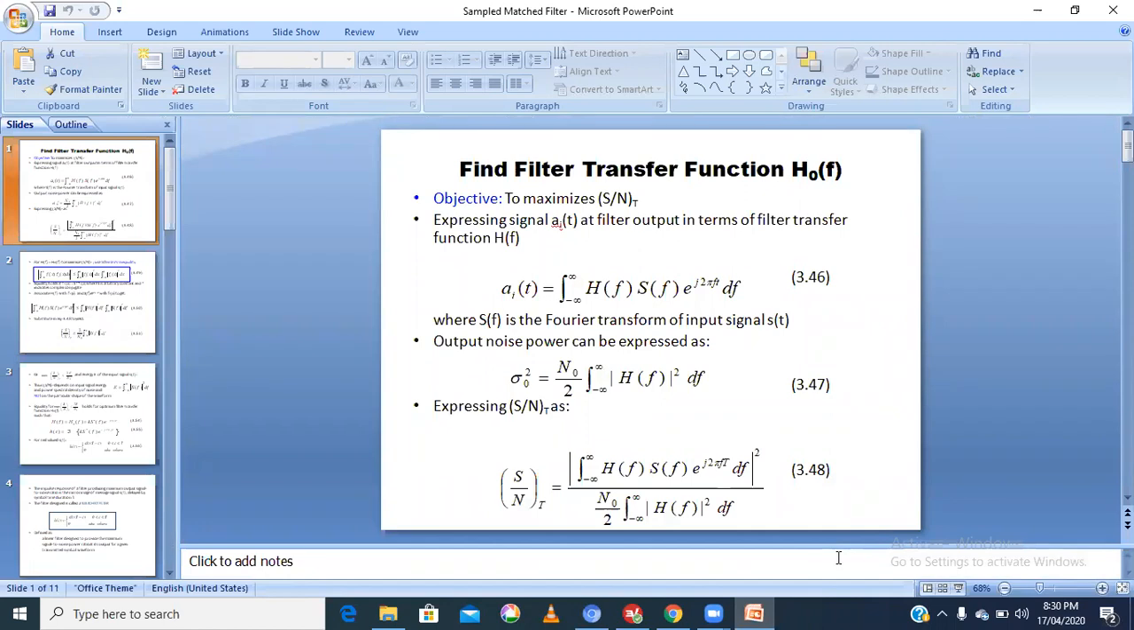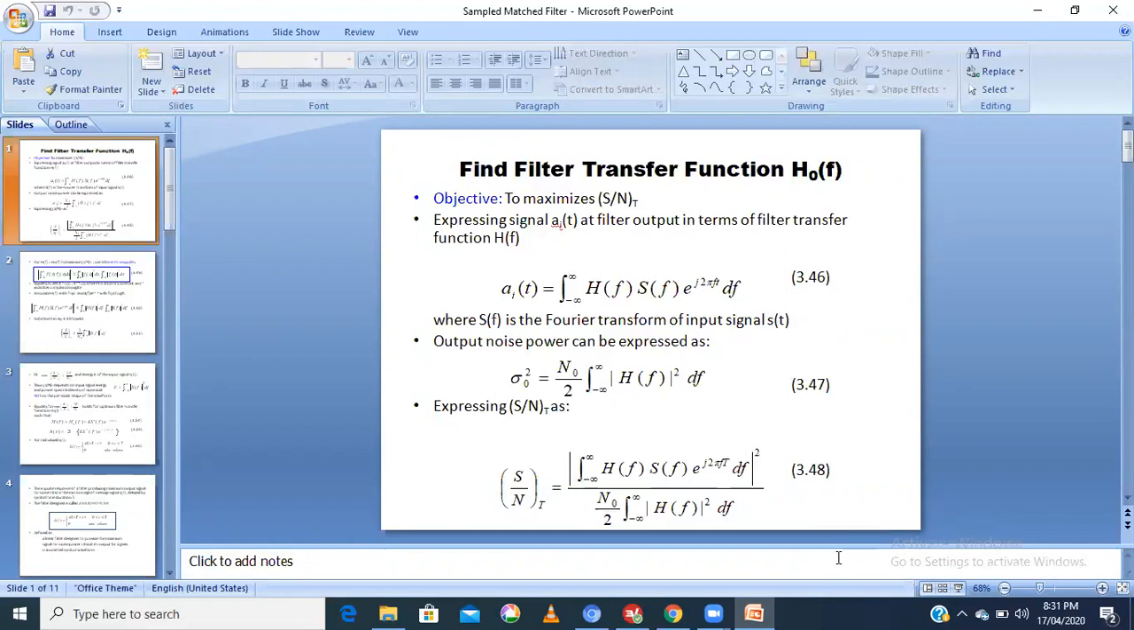Okay, in this lecture, we study how to maximize the signal to noise ratio at the sampling instance of time. In the last lecture, we studied that the minimum sampling rate is one sample per symbol, that would be 1 by T. That should not be less than 1 by T. But how to maximize the signal to noise ratio at the sampling instance of time so that there are fewer chances of error in our decision?